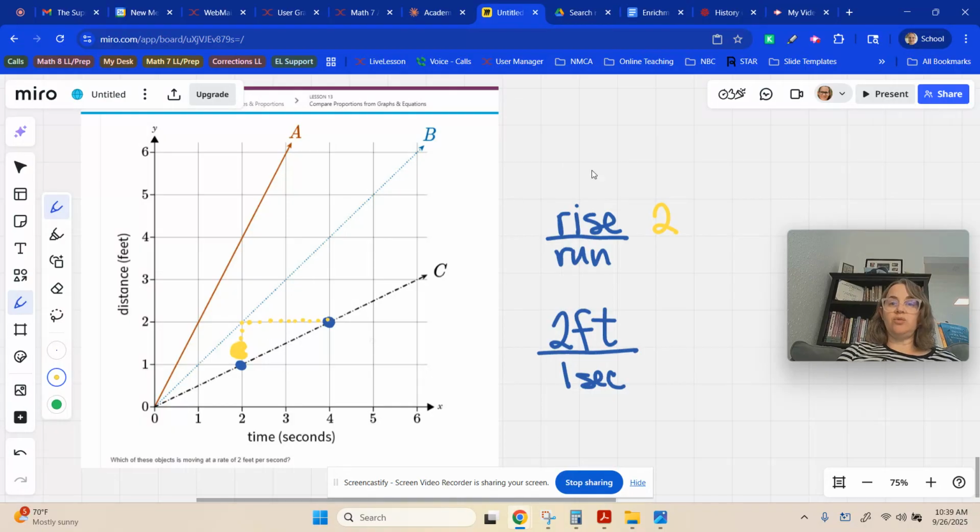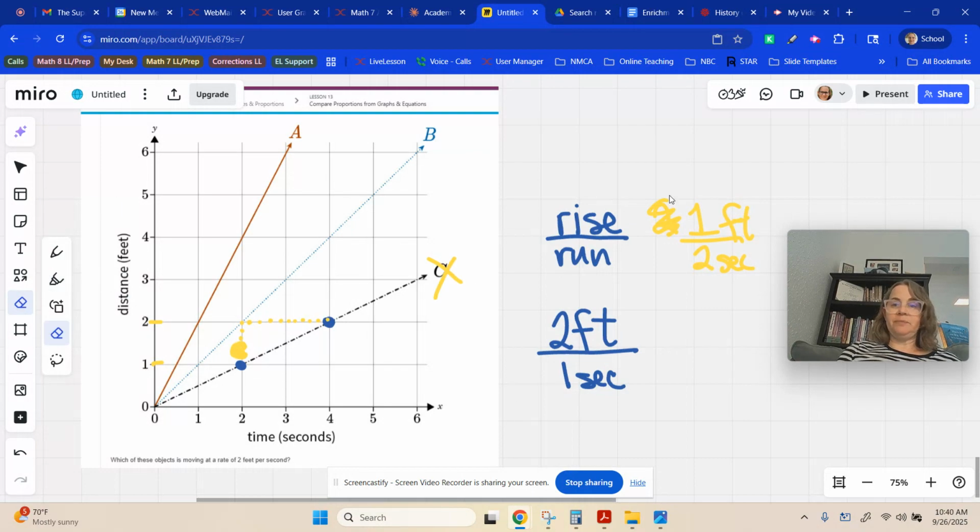It looks like 2 units. So see, he's going up. Oh, he's only going up 1. Sorry, guys. The rise is 1 because he goes from 1 foot to 2 feet. And then the run is 2, because the time goes from 2 seconds to 4 seconds. So that's not it. We're not going to pick C.